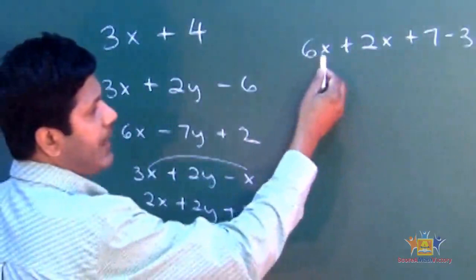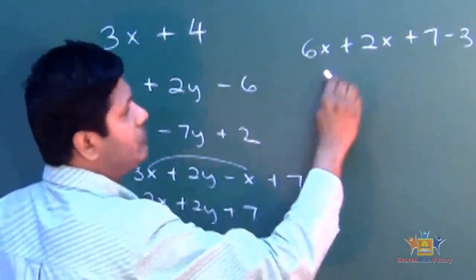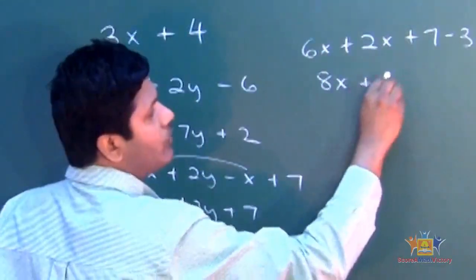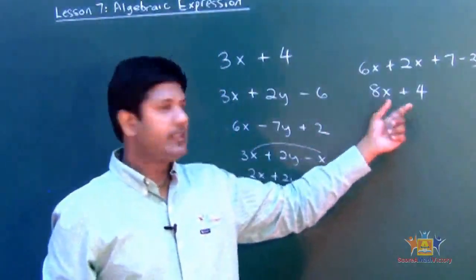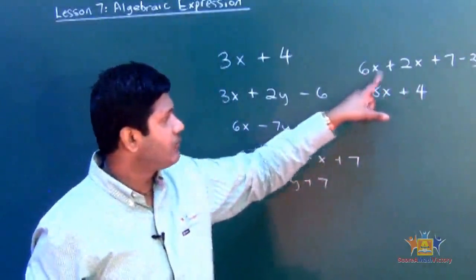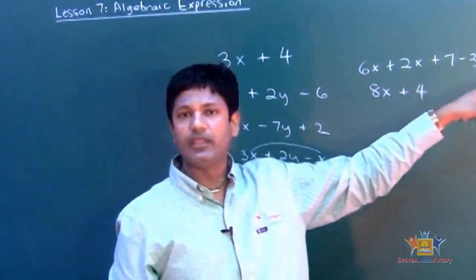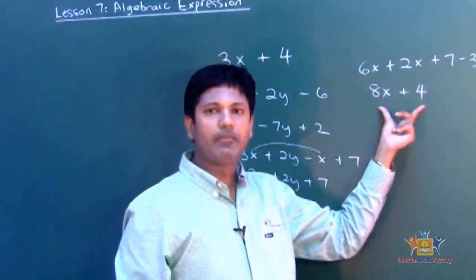What do I mean by that? Because x and x are like terms. 6x plus 2x gives me 8x. 7 minus 3 is 4. See that? Now it became two terms. 8x plus 4. Now in this one I expressed it as 4 terms: 6x plus 2x plus 7 minus 3. Then I simplified it, brought it down to 8x plus 4.